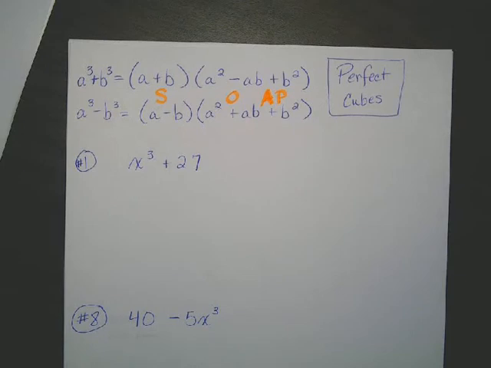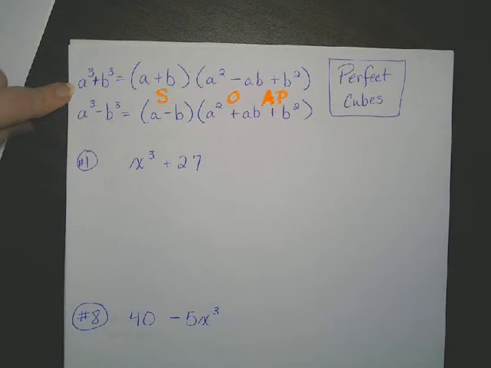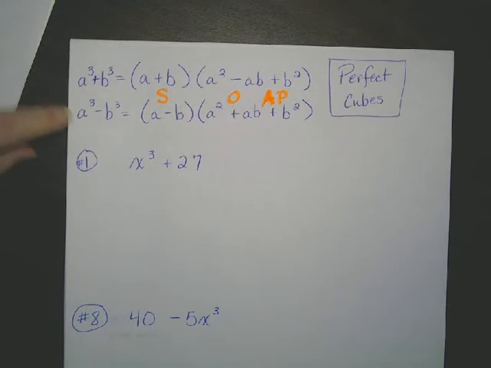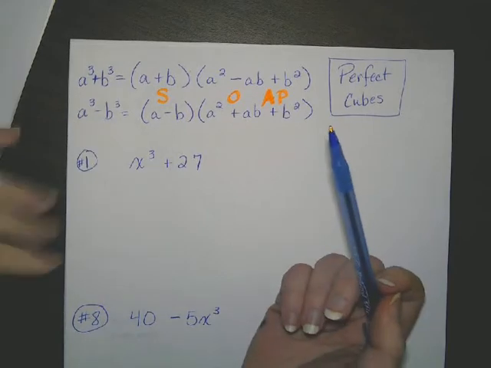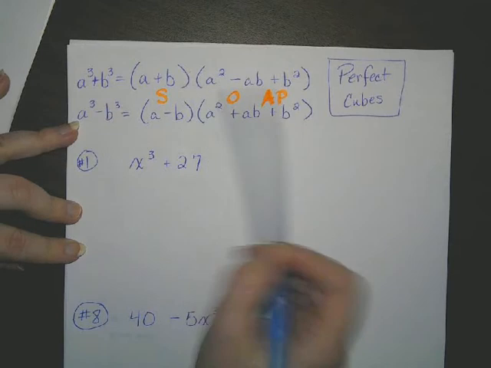Okay, so now we're going to look at a special case. These are our perfect cubes. This is the sum of two cubes. So I have a number cubed plus another number cubed, and then the difference of two cubes. Now the cool part about the sum and difference of two cubes is that you literally plug it in.